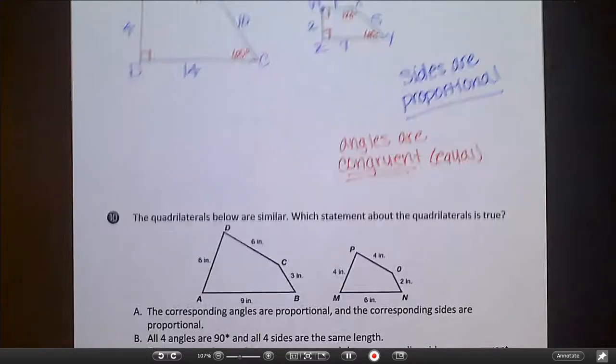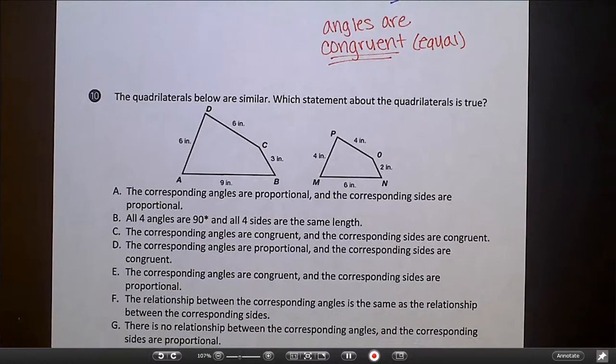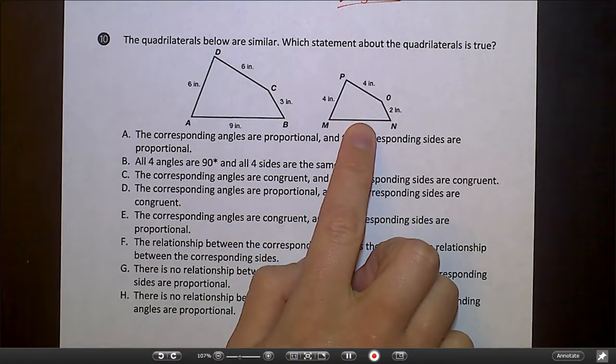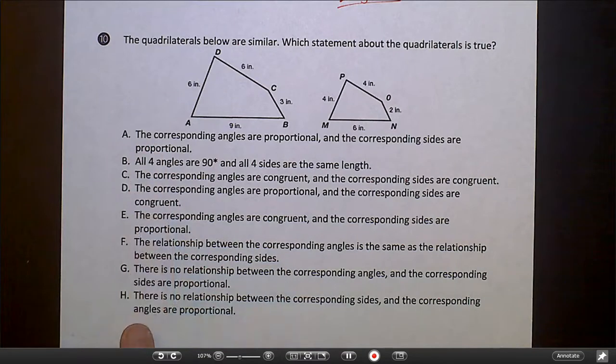So now I have given you, on number 10, a couple of similar quadrilaterals, and I need you to pick which one of these is correct, and there's only one that's correct. So once you have chosen the correct answer, please bring it to your teacher for a stamp, and please pause the video now.